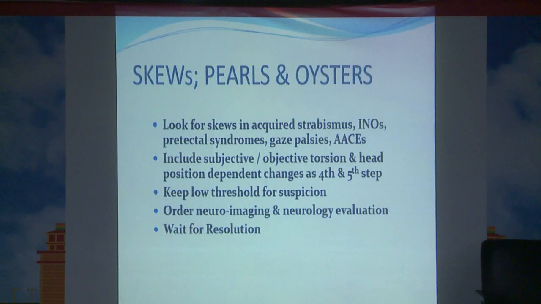So look out for skews in acquired strabismus, INOs, pretectal syndromes, gaze palsies, acute acquired comitant esotropias. Include subjective and objective torsion and head position dependent changes as the fourth and fifth step. Very important to look at the subjective torsion in these cases, because that will give you conjugate torsion. So always look at torsion as an additional parameter to evaluate, because we tend to overlook that and we'll end up in difficulty.